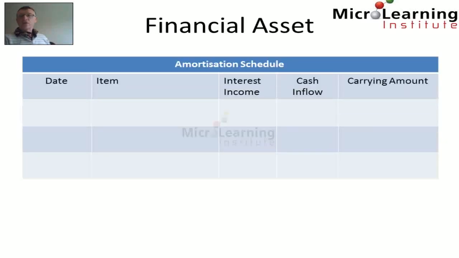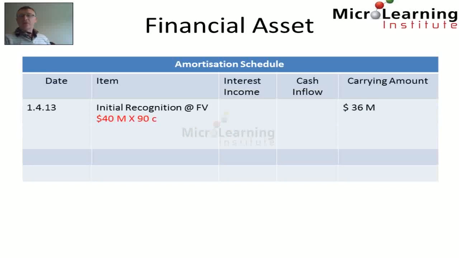Initial recognition of the financial asset will be at fair value. And of course the fair value is the 40 million loan notes that were acquired at 90 cents. So 40 million by 90 cents shows that this financial asset will be initially recognized at $36 million.